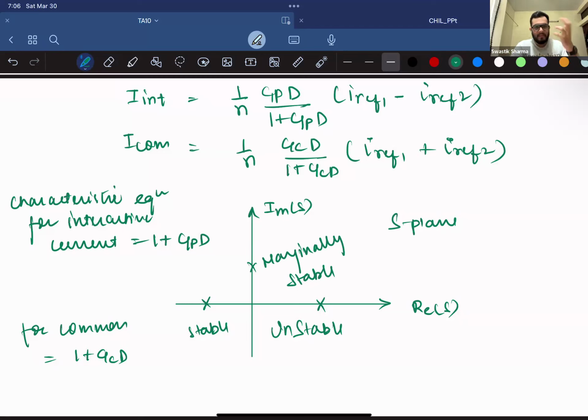So that is something that you can check to see if your interactive current, if it is there at all, could make your system go unstable. If the characteristic equation has poles which lie on the left hand side, you have a stable system. But if they don't, you have an unstable system.